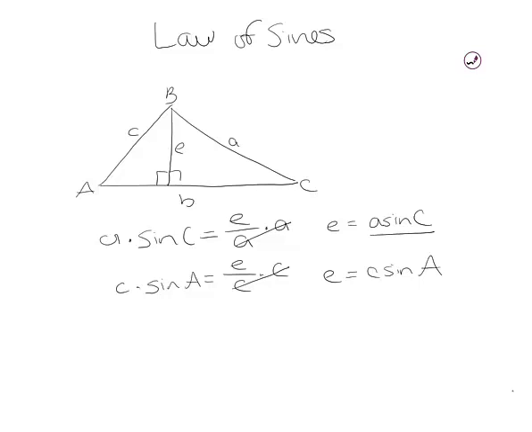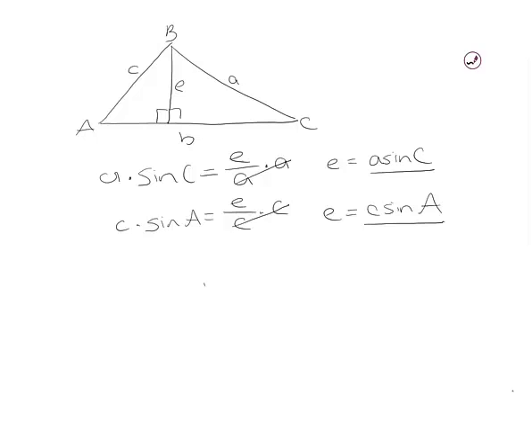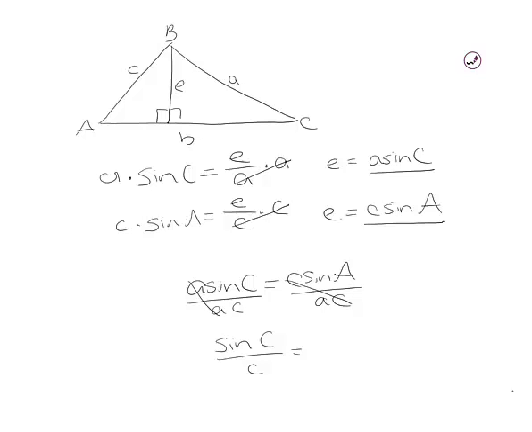Alright, because E is equal to this and E is equal to that, we can say that these two things I just underlined must be equal to each other. So a sine of C is equal to c sine of A. This is technically the law of sines, but it's not usually how it's presented in textbooks. So I'm going to present it how you would in a textbook. I'm going to divide each side by ac. Doing that, the a's would cancel on this side, the c's would cancel on this side, and we would see that the sine of C over c is equal to the sine of A over a.